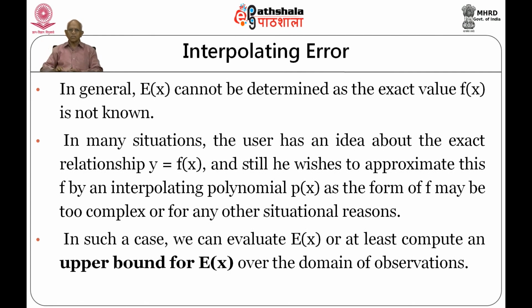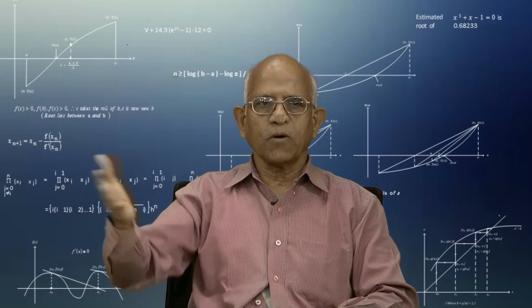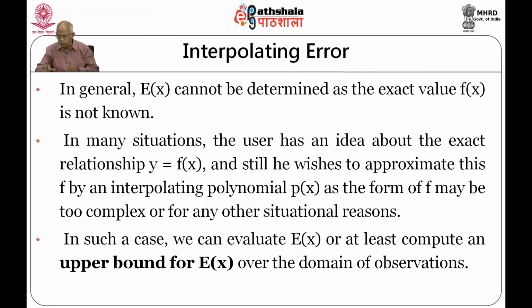For many other reasons, you may need a polynomial representation. Then in such a case, it is possible to evaluate this error E(x), or at least compute an upper bound on the error E(x) over the domain of observation. So, our idea is how much maximum error I can commit. That means I am trying to find an upper bound on the error over the domain of observations.